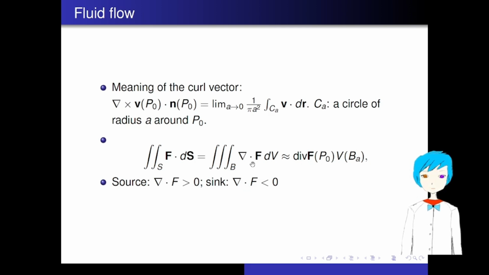So the integration of the divergence of the vector field inside the domain equals the net flux, influx or outflux, over the boundary of the domain. So that's the implication of the divergence.